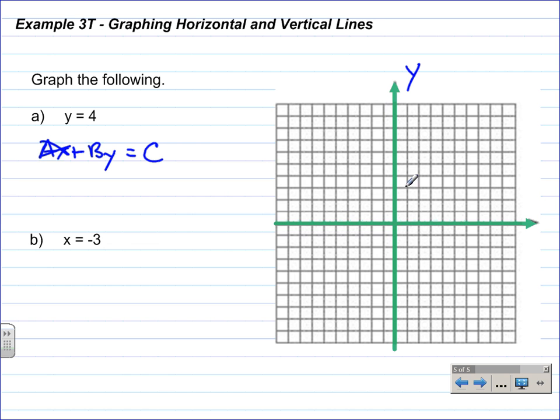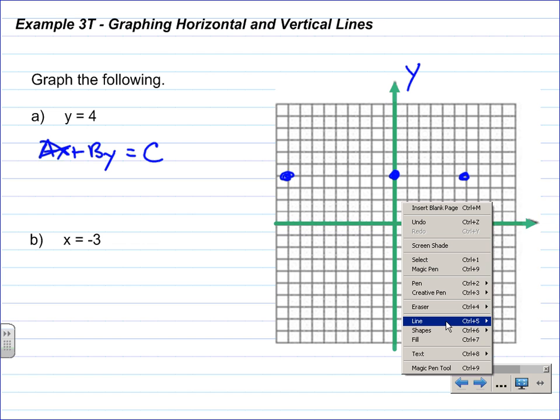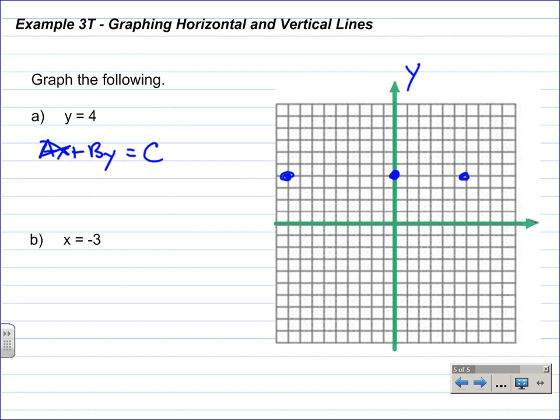Well, the question is, where is y equal to 4? If you think about starting at the origin, it's up 4. 1, 2, 3, 4. It's equal to 4 there. But not only is it equal to 4 there, y is also equal to 4 over here. This whole horizontal line represents where y is equal to 4. So when you encounter equations that are in the form y is equal to a number, in this case y is equal to 4, you know you're going to have a horizontal line.